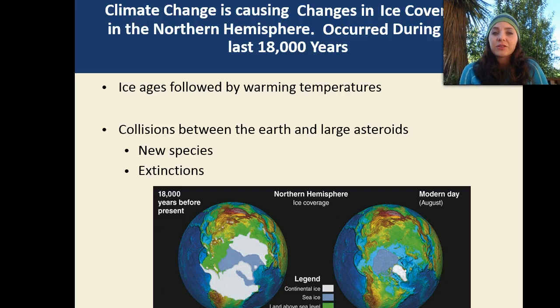We also have collisions between Earth and large asteroids. This is how new species are formed because the climate will drastically change or the conditions drastically change. And this is also how a lot of species go extinct, such as the dinosaurs.